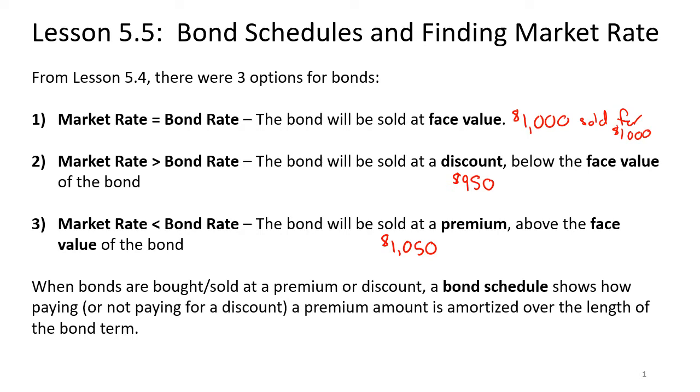And what we do is you can develop a bond schedule. So it shows how that amount that's different than the face value, in this case the $50 less than the face value, or the $50 more than the face value, is actually amortized over the length of the bond. So where is that money kind of distributed?